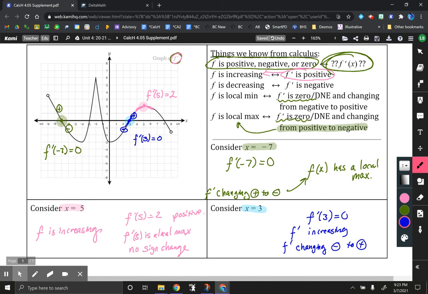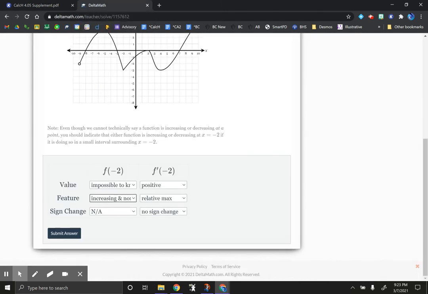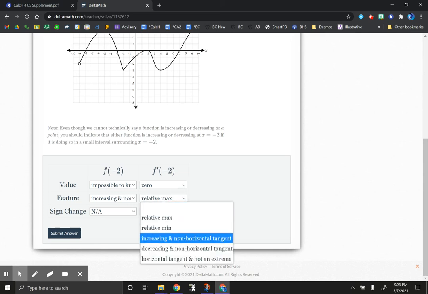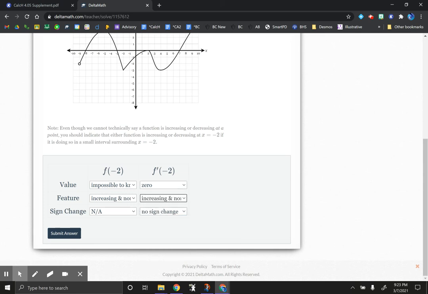So I'm actually going to go and fill that in my table here. F prime of negative 3 would be a 0 value. It is increasing. And we know that it's changing from negative to positive. That's all by just looking at the graph of f prime.